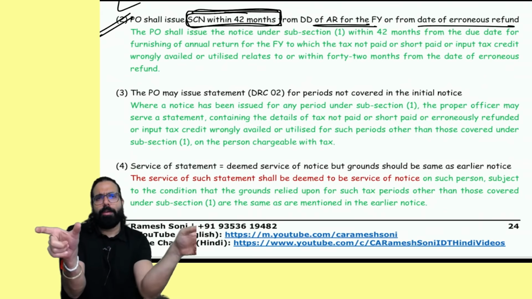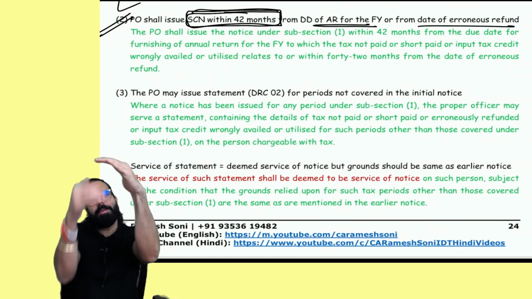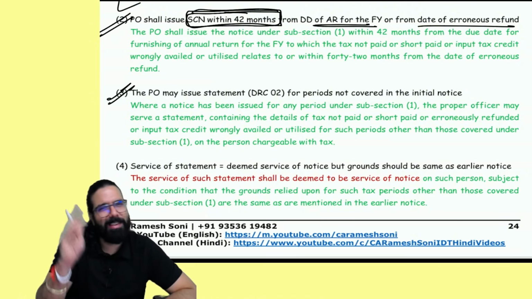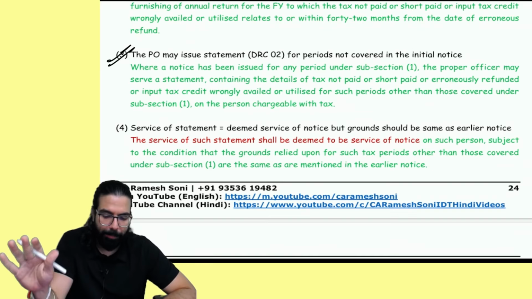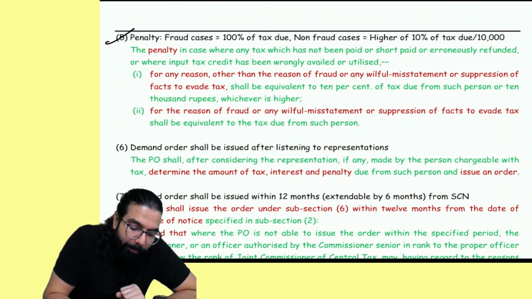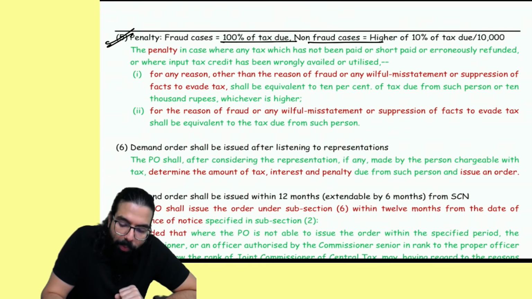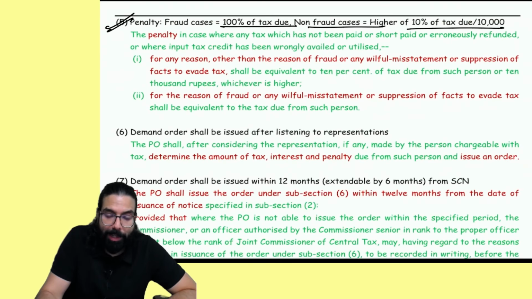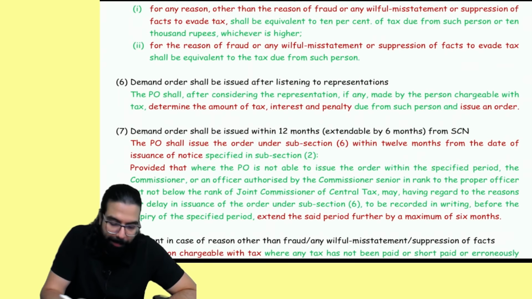Sir, one period show cause notice is given. For an additional period, can we give a statement? Yes, just give a statement. The statement is deemed to be the show cause notice. This was already there in 73 and 74. Same point here, nothing very important. Penalty 100% in fraud cases and 10% in non-fraud cases. Reduced penalty is also there, which I have already told you. It will come after some time.